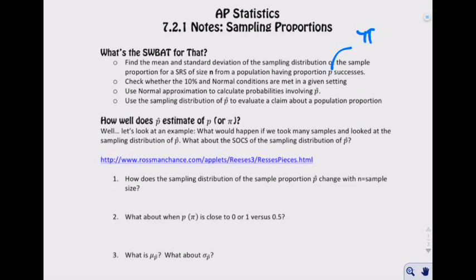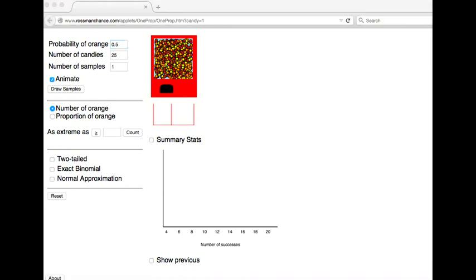First we're going to look at how well p hat, your sample proportion, estimates the true proportion, p or pi. In order to do that, we're going to look at a little applet, and bear with me because I've never actually done this before on a video, so yay technology, we're going to try. Basically this is like a little Reese's Pieces candy machine, and we can set the true proportion of orange, pi or p, to be whatever we want it to be.